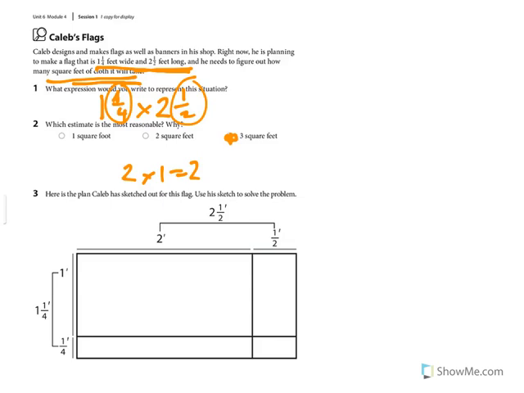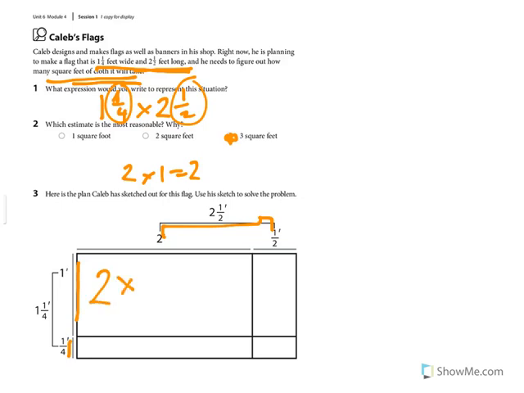Now, let's look at question number 3. Here's the plan Caleb has sketched out for his flag. Use his sketch to solve the problem. So, Caleb has given us this awesome area model, and he split his 2 1/2 into 2 and 1/2, and he split 1 1/4 into 1 and 1/4. So now, all I have to do is solve.